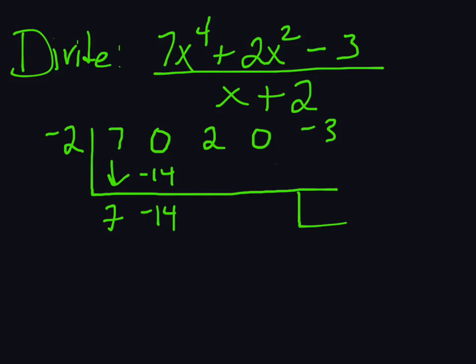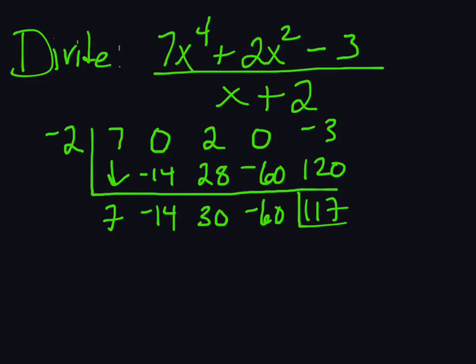Negative 2 times negative 14 is 28. 2 plus 28 is 30. Negative 2 times 30 is negative 60. 0 plus negative 60 is still negative 60. And negative 2 times negative 60 is 120. Negative 3 plus 120, 117.